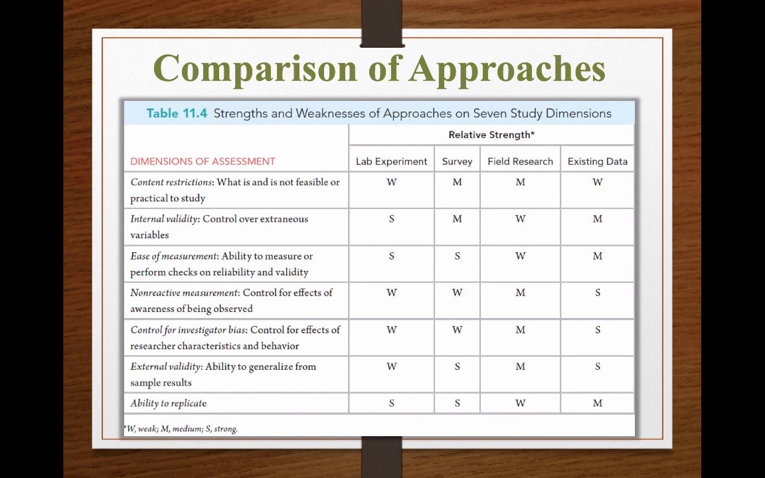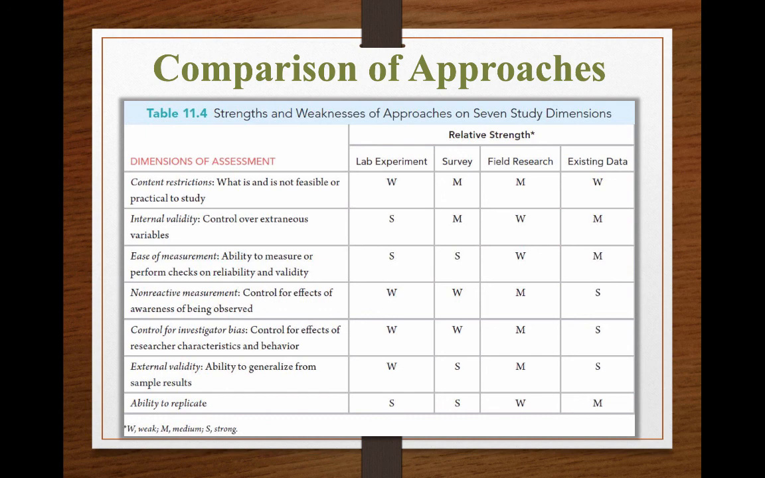So this comparison of approaches table really shows which methods have strengths, which have weaknesses, and which are kind of in the middle, or that M of the spectrum. So you can see which methods are appropriate to do in mixed methods research, or really which ones limit each other's weaknesses. You can see in the same graph that you have strengths of internal validity with lab experiments that you don't have in field research, so those things could balance each other out.